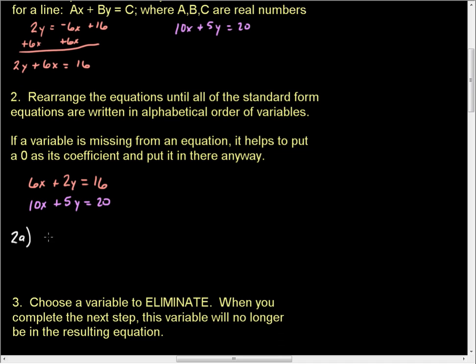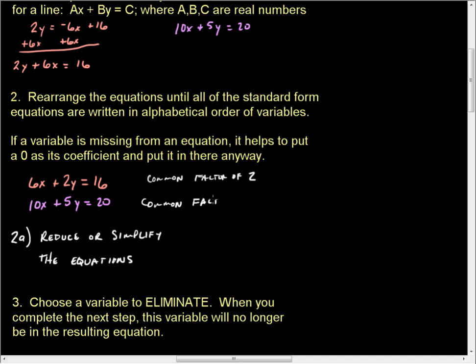I'm going to call this step 2a: reduce or simplify the equations. What I mean by that is if you have any common factors, for example, the top one has a common factor of 2. The bottom one has a common factor of 5. Each one of the terms has a common factor of 5 in it.